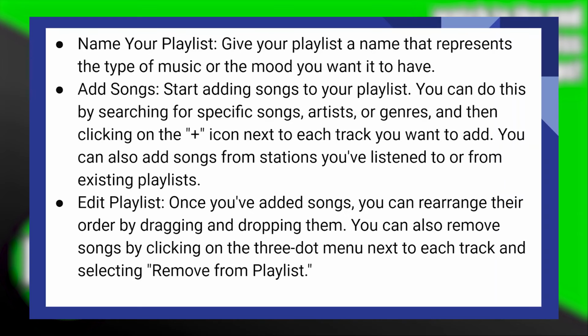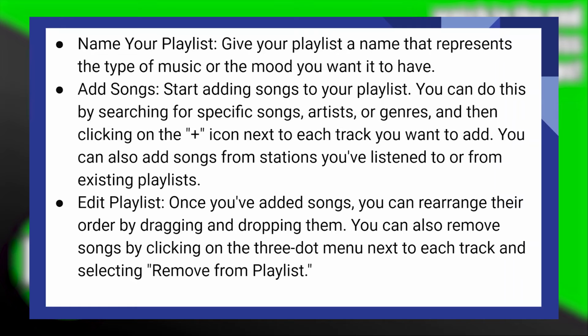Click on it. Give your playlist a name that represents the type of music or the mood you want it to have. Start adding songs to your playlist. You can do this by searching for specific songs, artists, or genres, and then clicking on the plus icon next to each track you want to add.